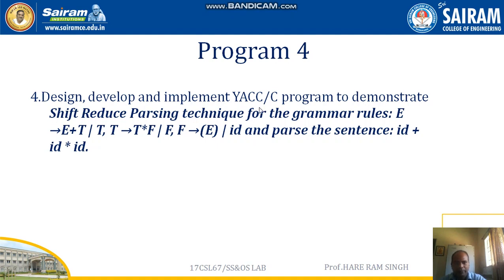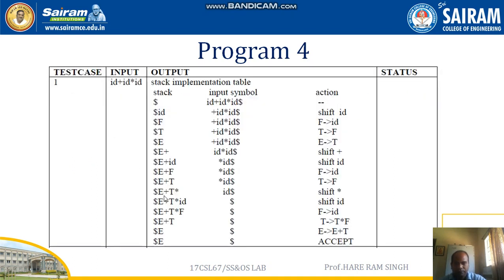So this is the grammar that is given: E tends to E plus T or T, T tends to T into F or F, F tends to E or ID. And the sentence which we have to parse is ID plus ID into ID. So using the shift reduce parsing technique, we have to reduce this sentence under the grammar which is given here. So let us see one example.